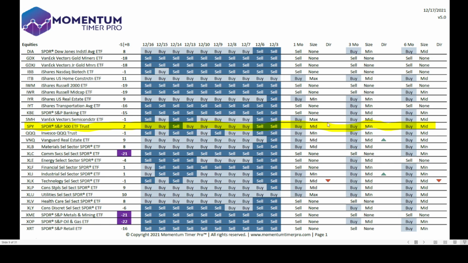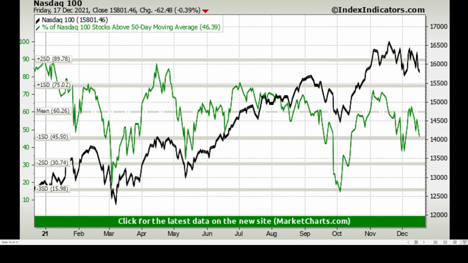But look at SPY. If you look at the momentum over the last 1 month, 3 months, and 6 months, these are windows based on a proprietary momentum screen I put together. Look at what it's telling you. It's saying minimum position on the 1 month, minimum position on the 3 month, and mid-size on the 6 month. So even momentum is telling you what the charts are already suggesting: if you're in the S&P, maybe you shouldn't overweight, or maybe you should hedge your position.